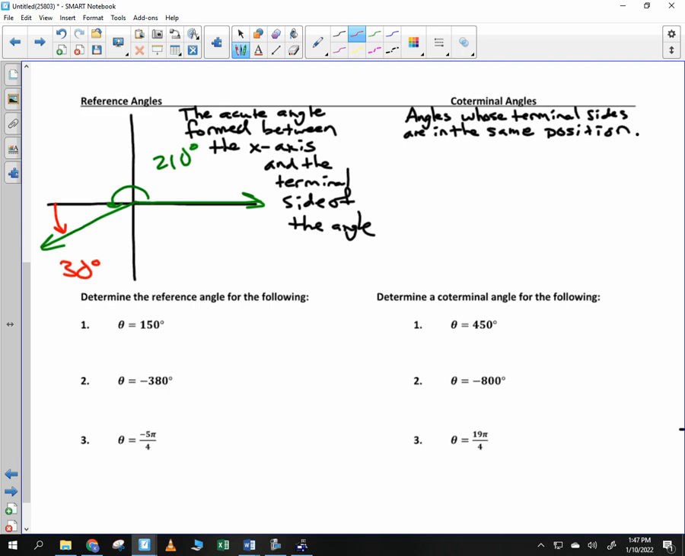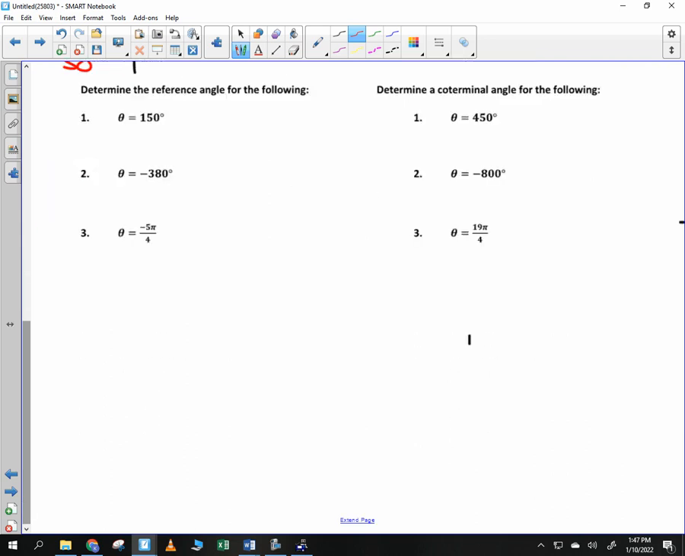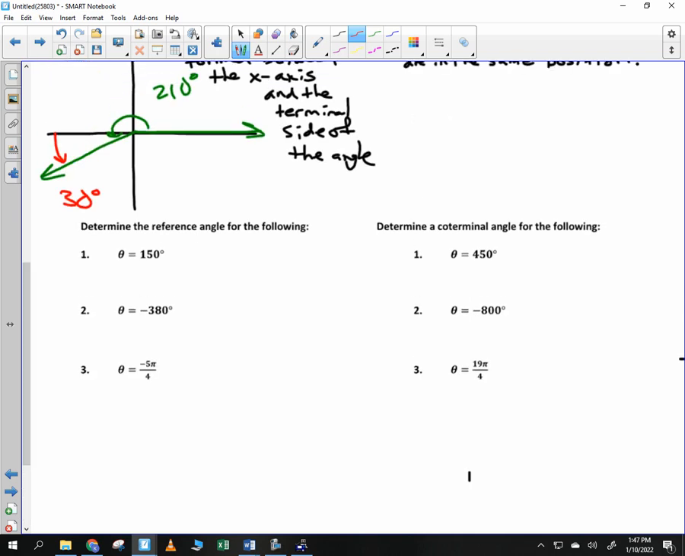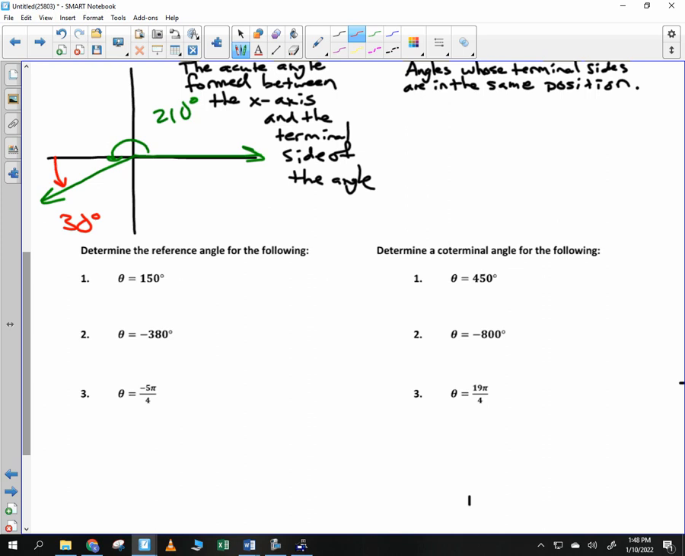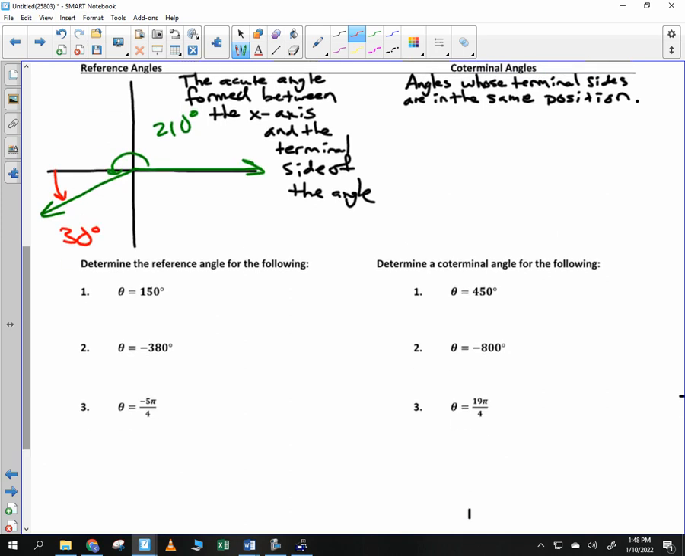The reference angle is extremely important to come up with. It comes up all the time in trigonometry. Let's do a couple examples of reference angles to give you a chance to practice your assignment. We'll get to the coterminal one later on. Don't worry about that. Determine the reference angles for the following angles.